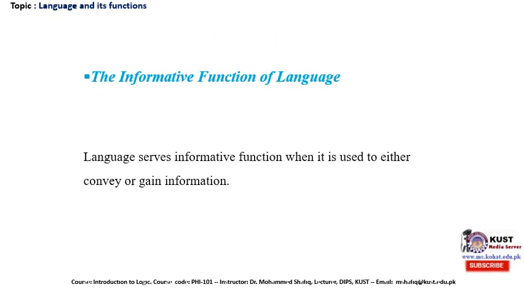Basically, there are three functions of any given language in this world. The first function of any language is called the informative function. A language serves or plays an informative role when it is used to either convey or gain information, to give information or take information from anyone.